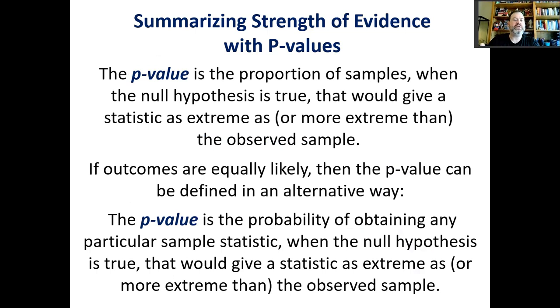Second half of this slide then. If outcomes are equally likely, the p-value can be defined in an alternative way. The p-value is the probability of obtaining any particular sample statistic when the null hypothesis is true that would give a statistic as extreme as or more extreme than the particular sample, or the observed sample. So these two definitions are saying the same thing, okay? However, this one's a little easier to interpret, and this is what we're going to use when we hit Chapter 5. In Chapter 4, we have to use this definition because we're using randomization distributions. However, if it's easier to remember, you can go with the second definition. So let's show why the second definition makes sense.